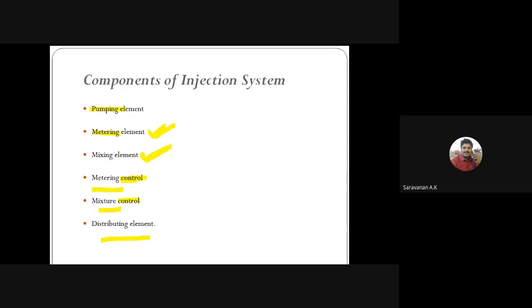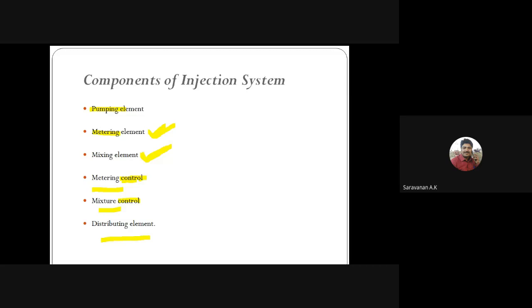And the fourth one is the metering control. We have to regulate or adjust the air fuel ratio depending upon the various working conditions of the engine, that is the different speeds and the different loads. Depending upon these engine conditions, we have to regulate the air fuel ratio supplied into the cylinder. That system is called the metering control.